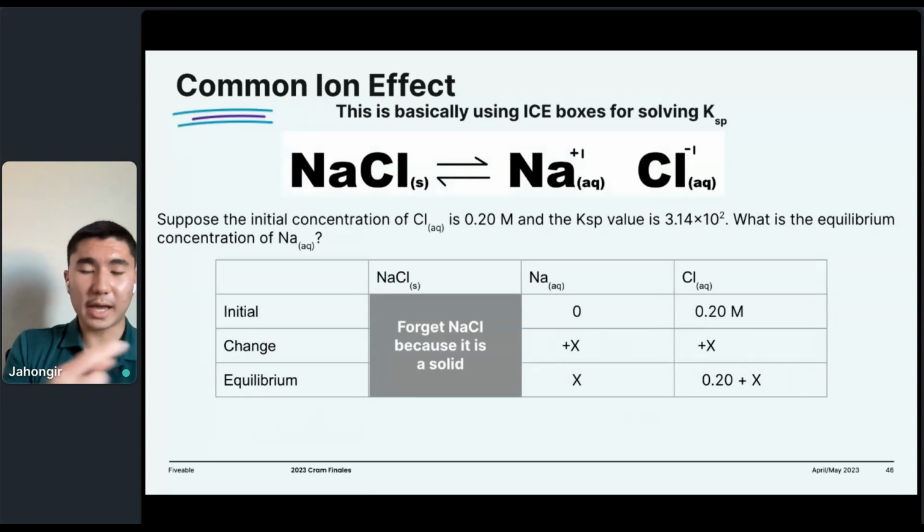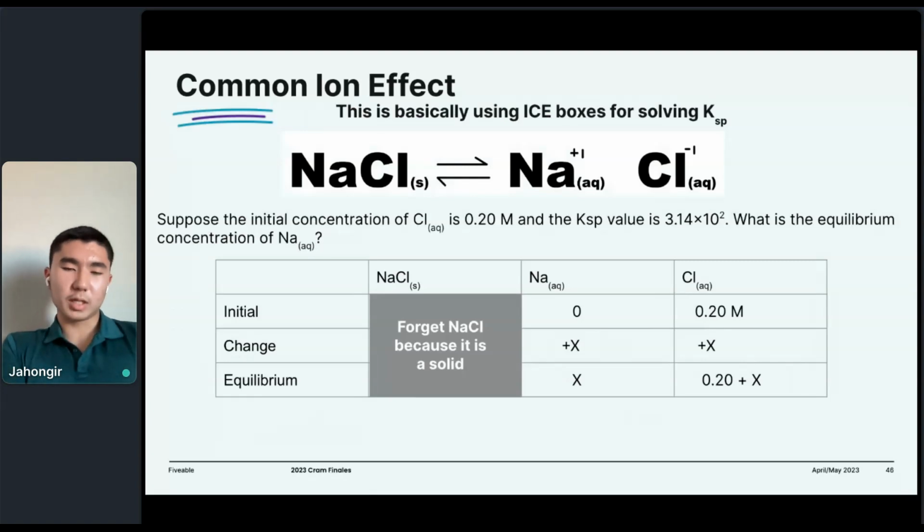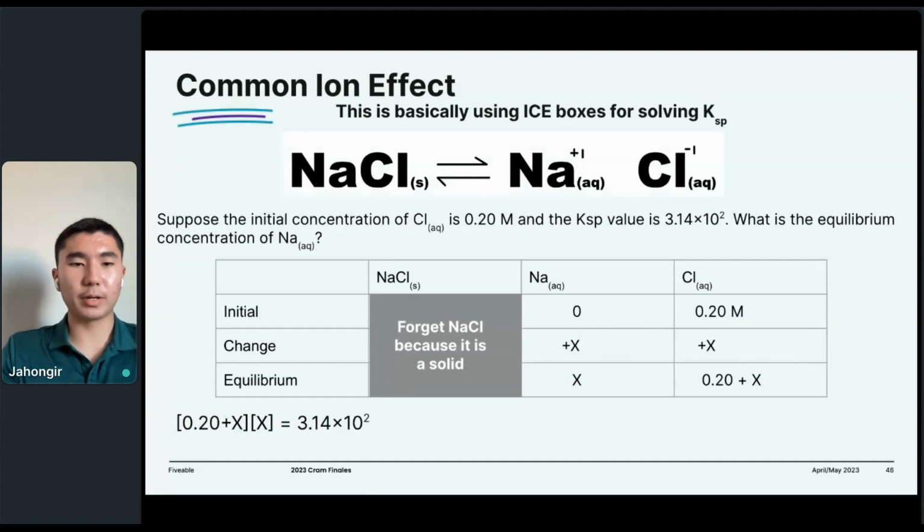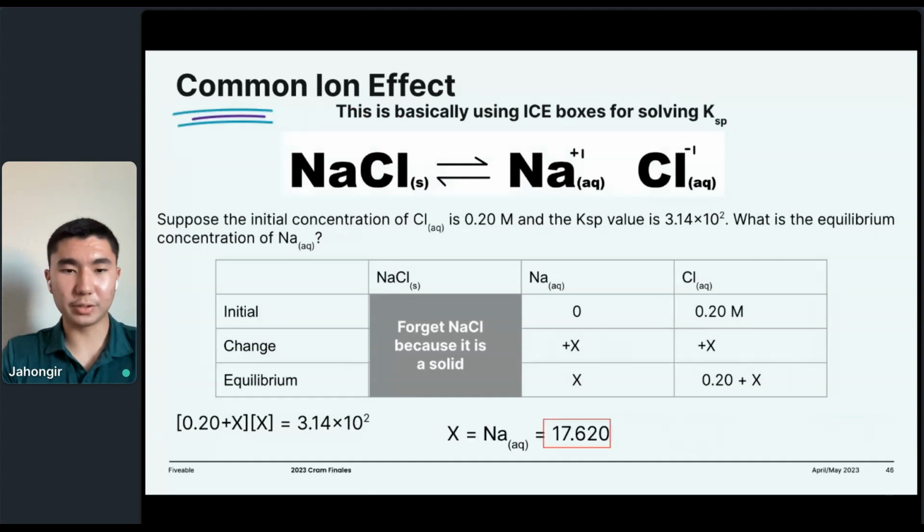So we add the X to the sodium side because we have 0. You can't really subtract X from that. It's usually when we don't have the initial concentration, we want to add it. We want to add an X, so that'll be X for sodium, and 0.2 plus X for chlorine. So you're basically just adding your X's. There's no subtracting X's from here. And when we solve that, we're going to get 0.2 plus X times X equals 3.14 times 10 squared. And if you solve that, you're going to get 17.62 as your X. And that is your concentration for sodium.